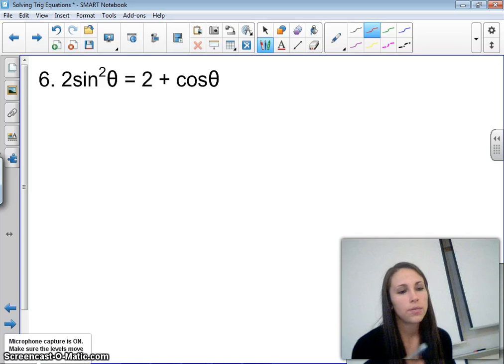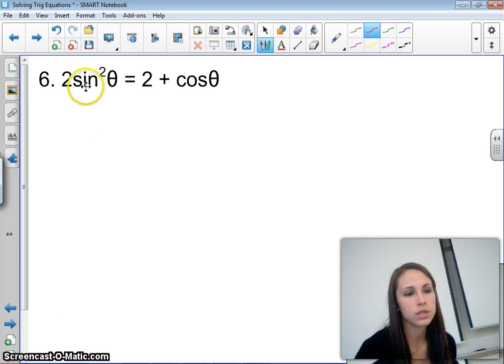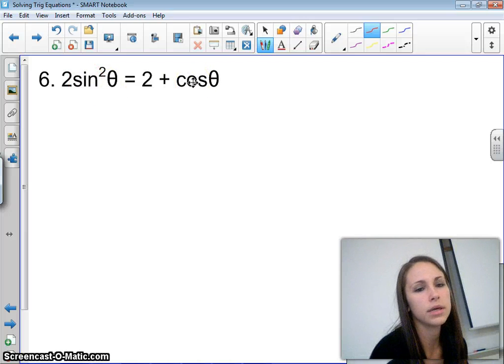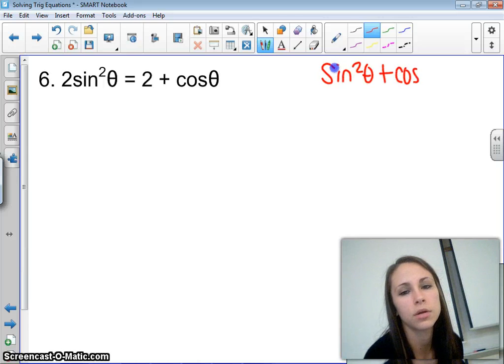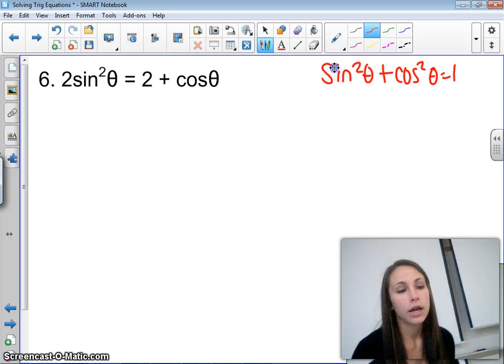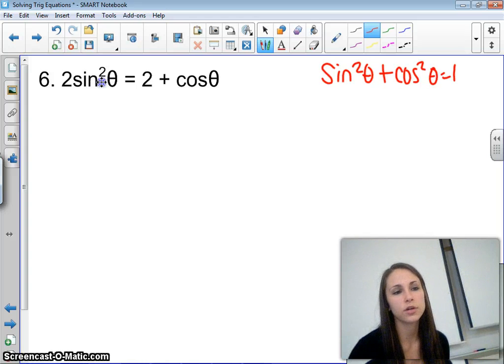Okay, so this one is one where you've got two different trig functions. And so sine squared plus cosine squared is 1. And I'm going to end up using this Pythagorean identity, so I'm going to write it over here. Alright, so I'm going to use this identity to replace this sine squared. And the reason that I'm going to replace this is because this is one that has a squared function.